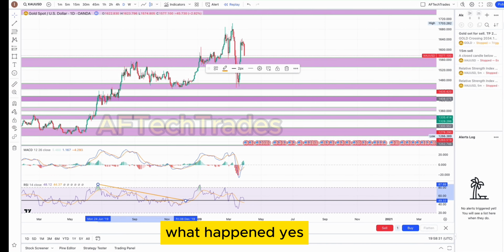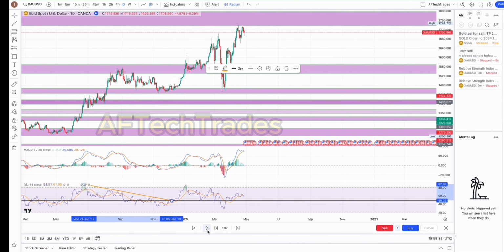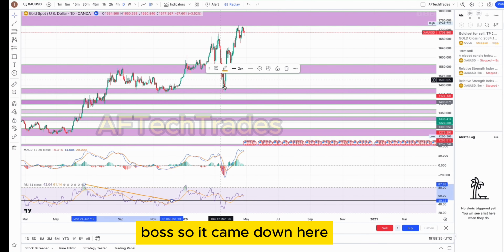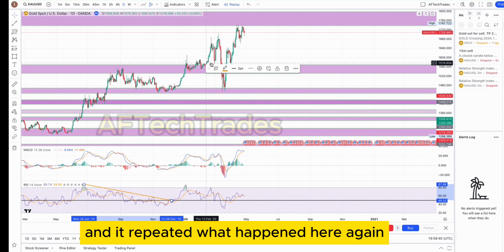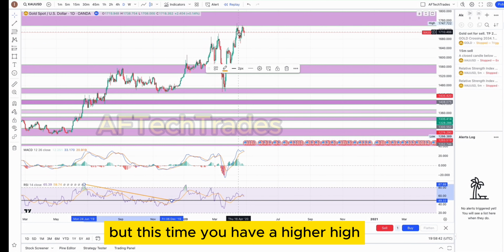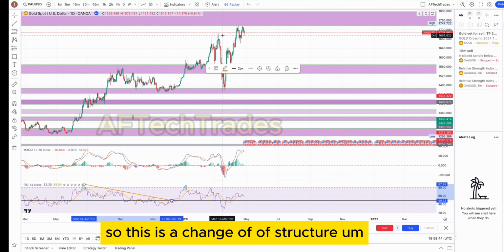What happened? Yes. Pause. So it came down here, it retested this, it came down here and it repeated what happened here again. But this time you have a higher high. So this is a change of structure.